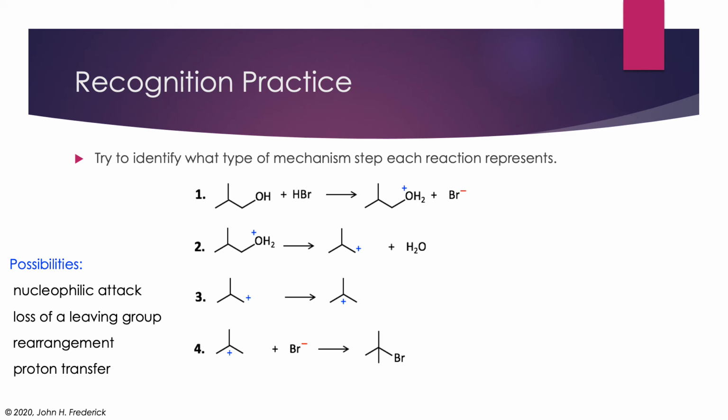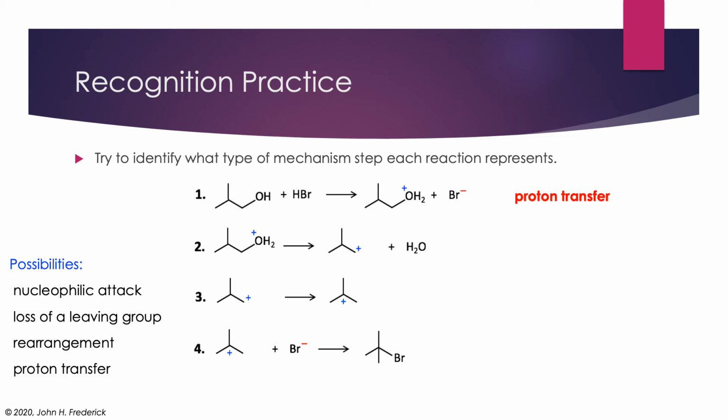So hopefully you've had a chance to look this over and to reach some conclusions. What about that first reaction? Well, we see that it's a hydrogen bromide reacting with an alcohol, and at the end of the process we have a protonated alcohol and a bromide ion. So in effect what has happened is a proton has moved from the acid, the hydrogen bromide, over to the alcohol. So this would be a proton transfer step.